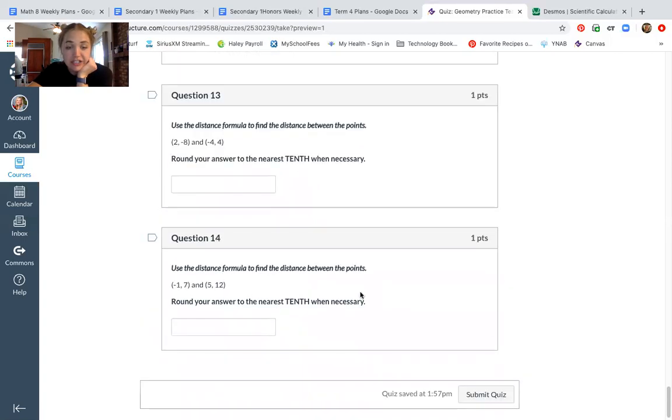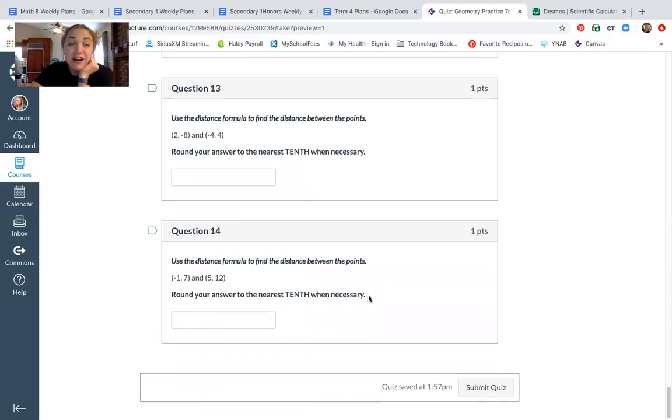Okay, questions number 13 and 14 are our last 2 questions. And all we have to do, thank you, Alec, that's good to know, all you have to do is the not Pythagorean theorem, the distance formula. And hopefully you have the distance formula written somewhere nearby. So I'm going to write out the distance formula over here, and I'm going to go with blue this time.